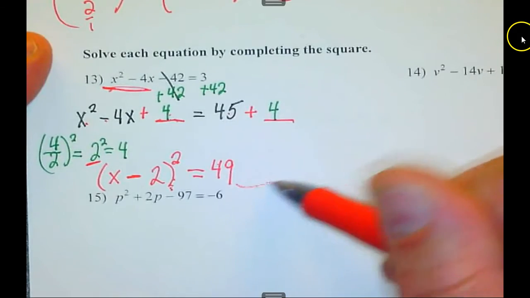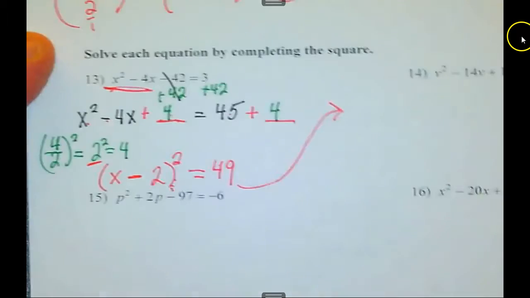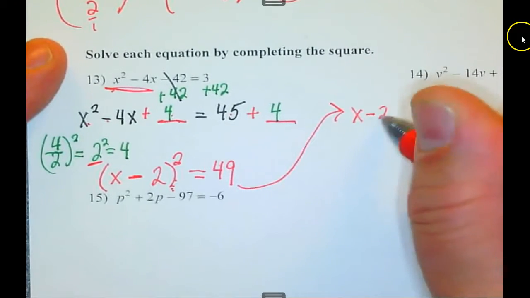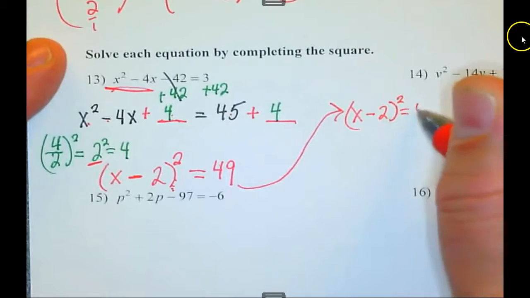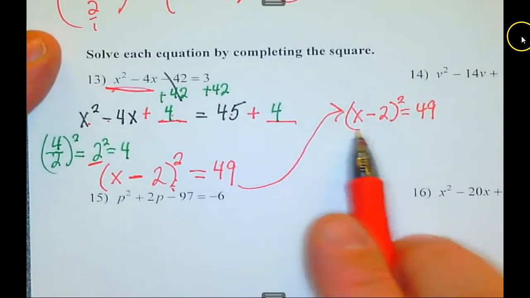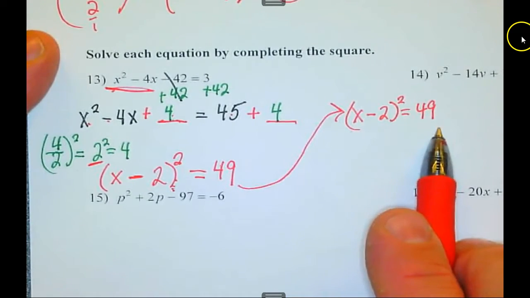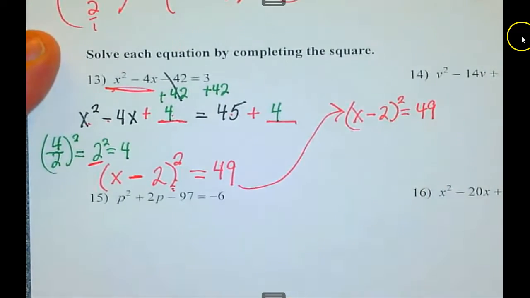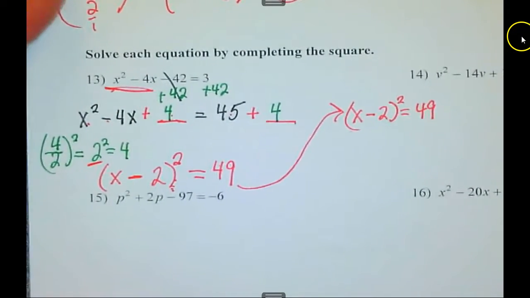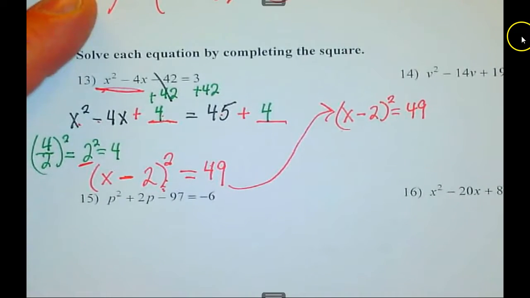Now, all I have to do here is solve for x. So I'm going to rewrite this. X minus 2 squared equals 49. Now, be careful, this is in parentheses, so I can't just add 2 yet. I got to get rid of that power 2. How do I get rid of that power 2, people? What undoes the power 2? Anyone? Anyone? Anyone?